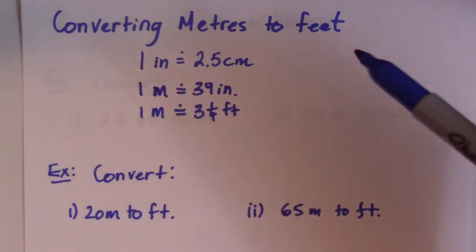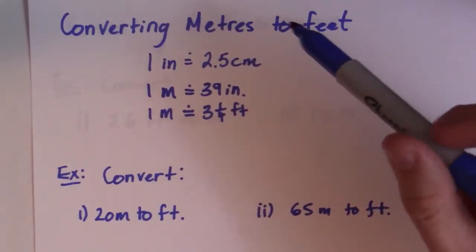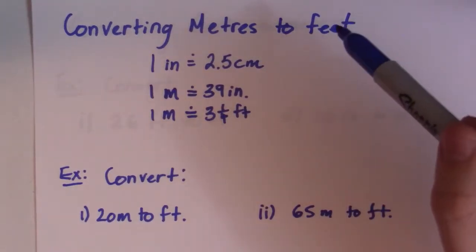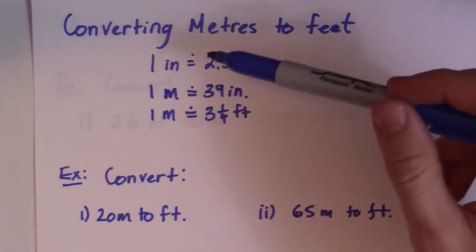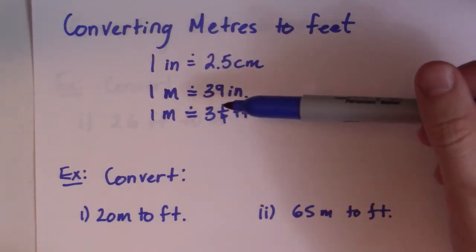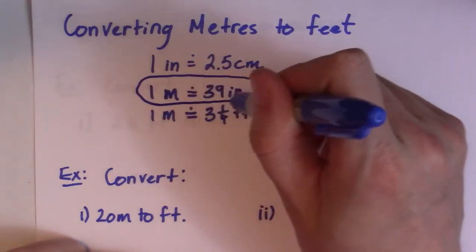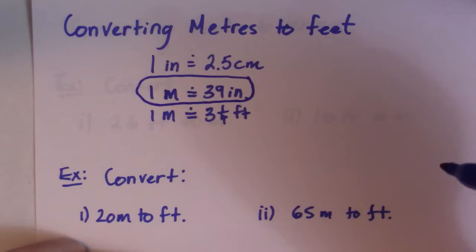And in this video I'm going to be talking about converting between meters and feet. So the first thing we're going to do is take meters and change it to feet. We kind of got to know a few different things in order to be able to do this. So I wrote down 3 conversions that might be useful to you. This is the one that we're going to use today. So 1 meter is approximately 39 inches.